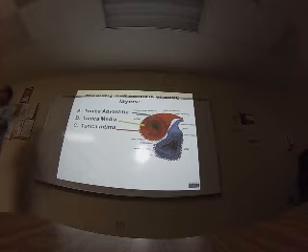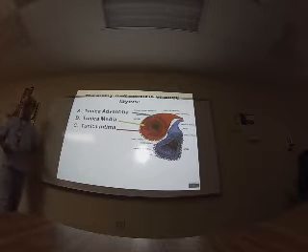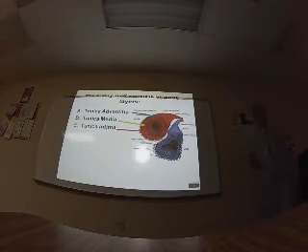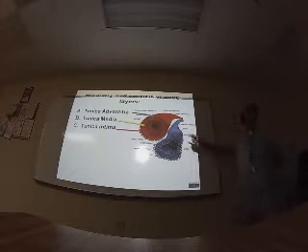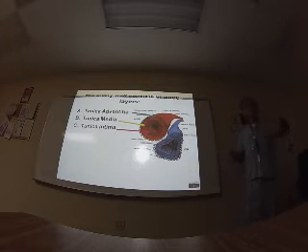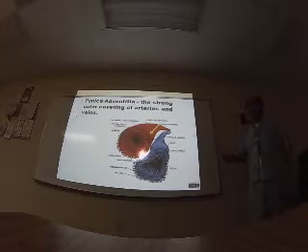Arteries have a very muscular wall, the tunica media. Veins do not. In the veins, the muscular wall is very, very little. This is the principal difference between arteries and veins. The muscular layer is big in the arteries and little in the veins. But in other respects, they have the same three layers.